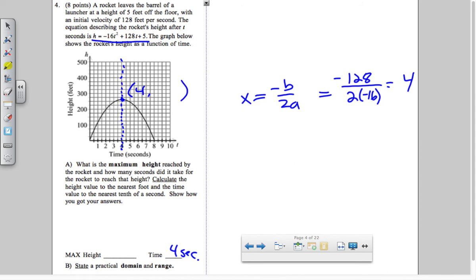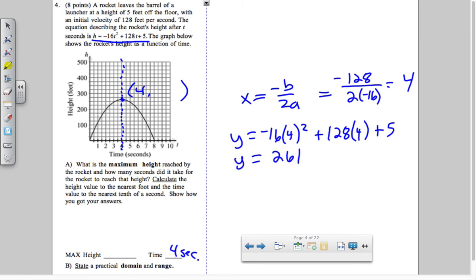So now to find the y-coordinate of the vertex, which represents the height of the rocket at that time, we just substitute the 4 in place of the t, in place of both t's in the equation. And you can type that in a calculator, and if you do, you will get 261. So that is the maximum height of the rocket. Now again, if you had just estimated it, you might have estimated 260 or something, but I want you to be very precise with that. So that's why you have to use the equation. You won't get full credit if you had just rounded or estimated to 260. And again, the units for that are feet.